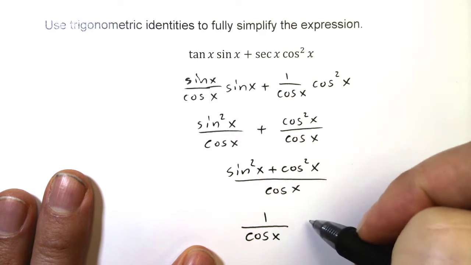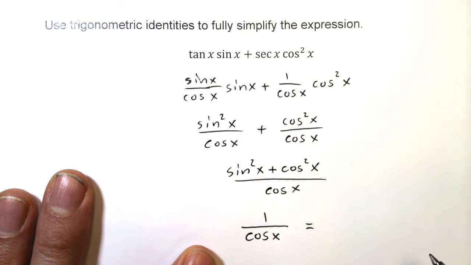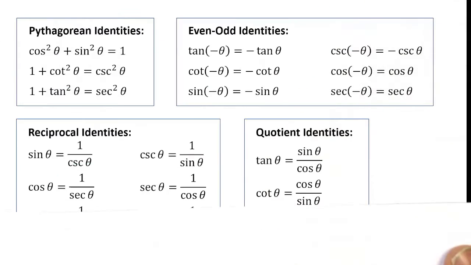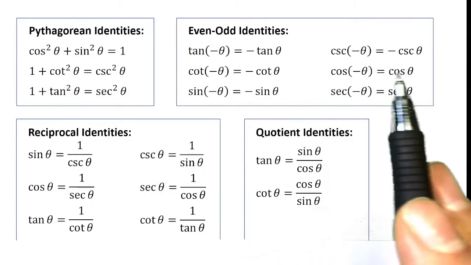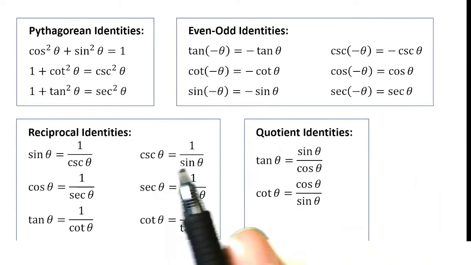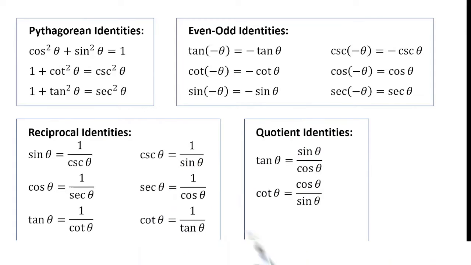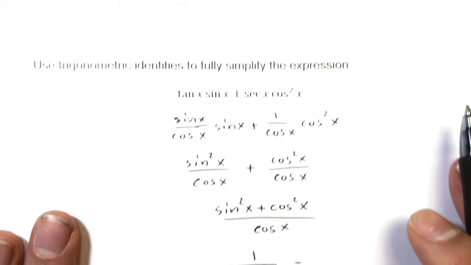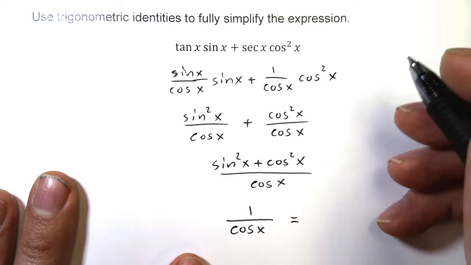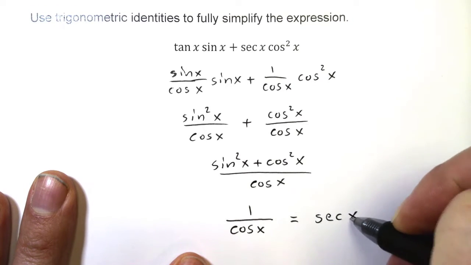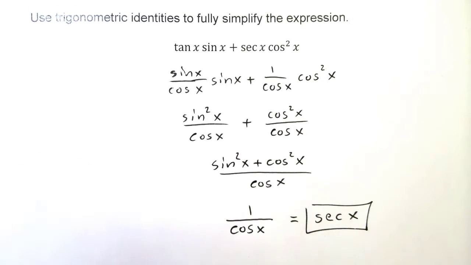And what's that equal to? Well, I saw that in the list as well. 1 over cosine. There it is, right here, secant. 1 over cosine is the same as secant. And there is my final answer.